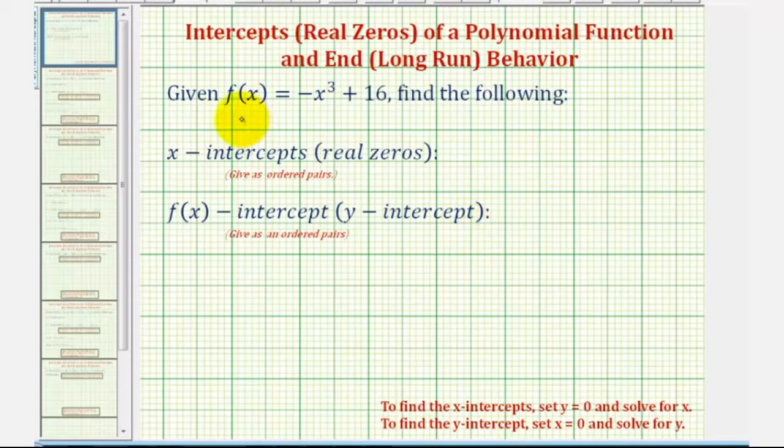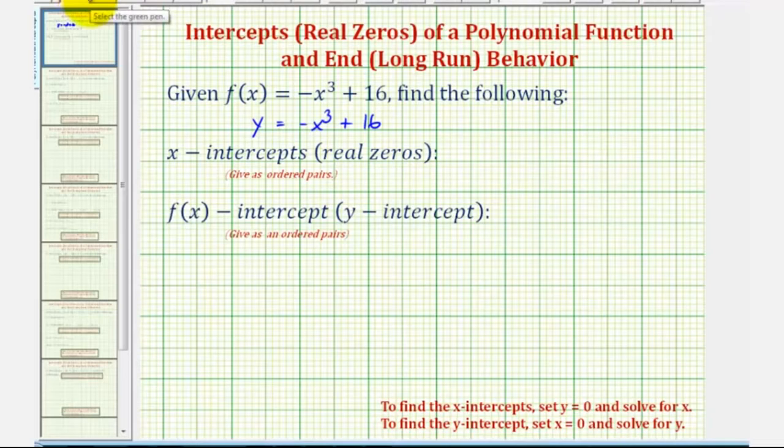So when we have an equation given in function notation as we see here, if it's helpful, we can replace f of x with y, so we could rewrite this as y equals negative x cubed plus 16. These two equations would be equivalent. Now to find the x-intercepts, or again the real zeros, of any function, we set y equal to 0 and solve for x. So if we're using function notation here, we'd substitute 0 for f of x, or using y, we substitute 0 for y and solve for x.